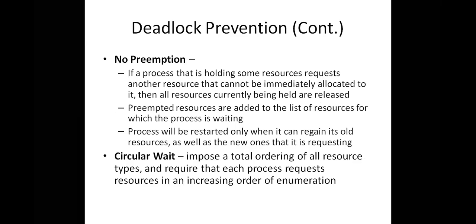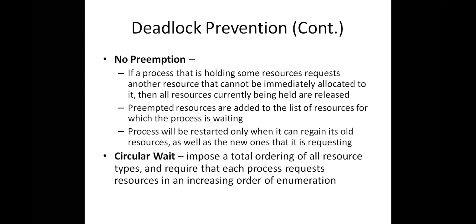No preemption means whenever the process requires a new resource, it has to release the old resources which were allocated to it earlier, voluntarily, and then whenever they are available, the process will get all three at once. Circular wait means the process should request the resources in an increasing order of enumeration only. Then we can avoid the circles. So all these are the four techniques we can use.